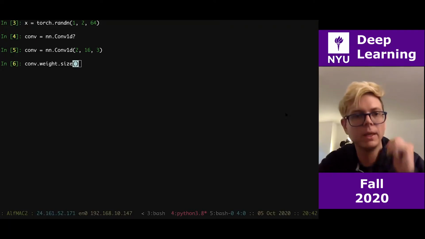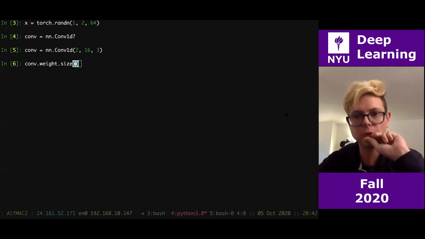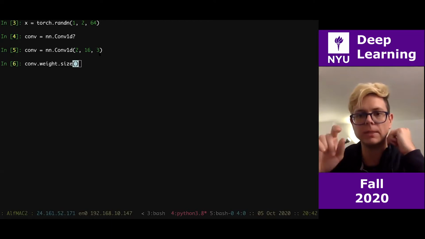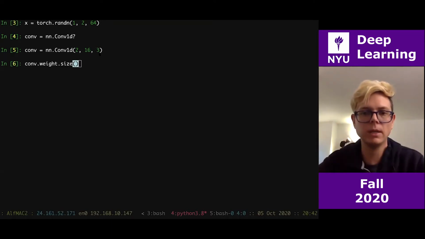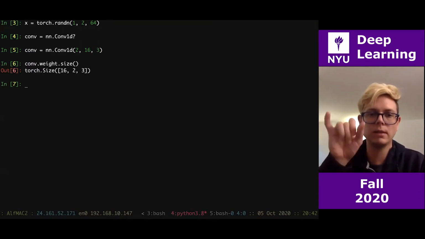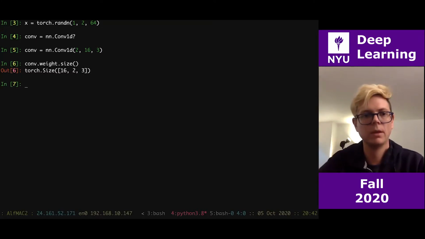16 times 2. So we have 16 kernels for sure. It has to have 2 channels in order to match the input. But how about this number 3 here? The length of each kernel is going to be 3, and the number of channels of these kernels must be 2, such that it matches my input. And then I have 16 of them. So this gives me 16 kernels with two channels and domain size 3. Okay, cool. How many biases do I have?